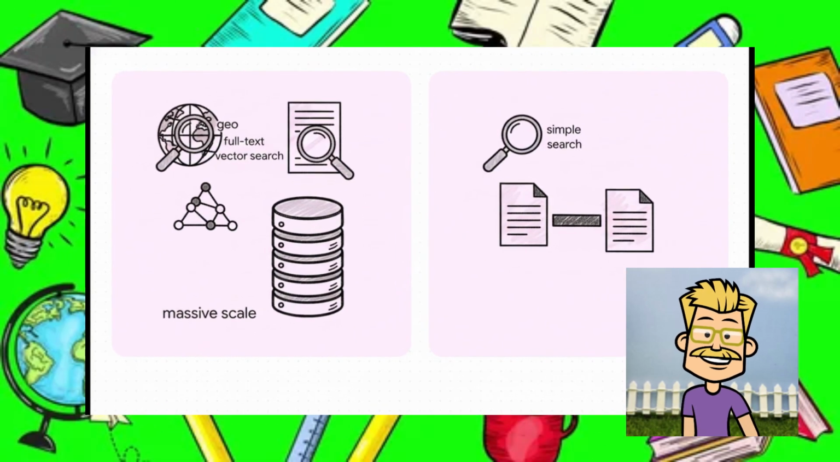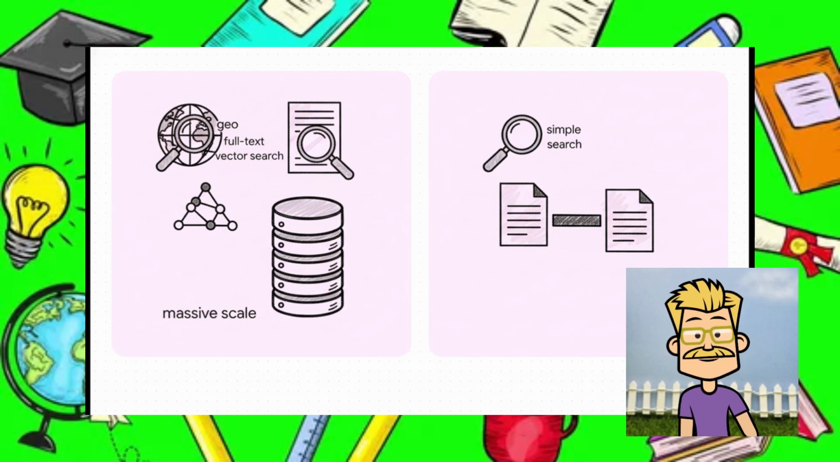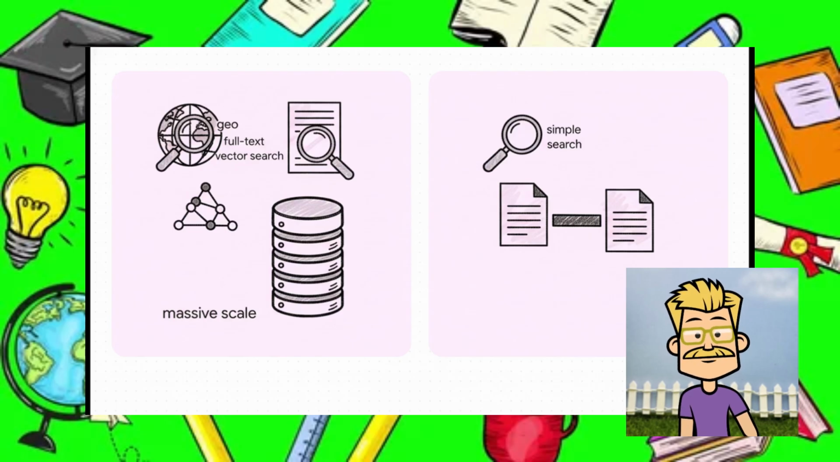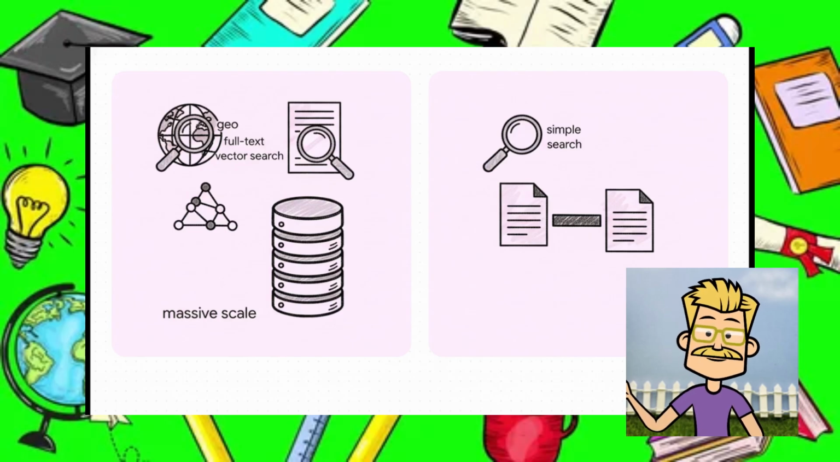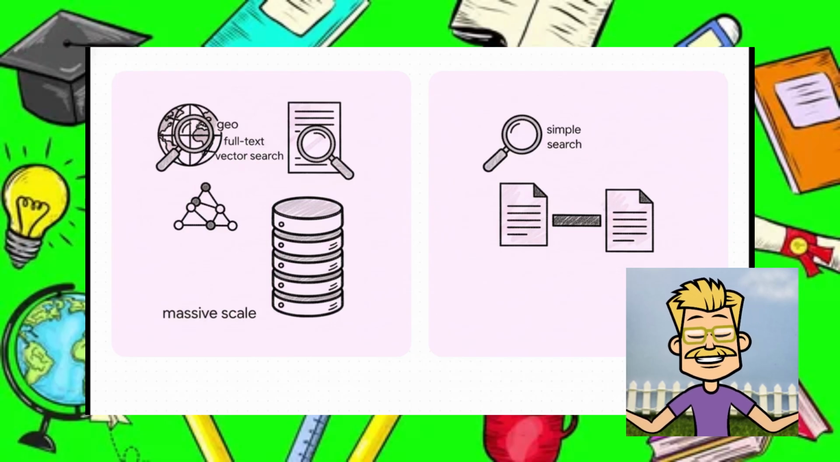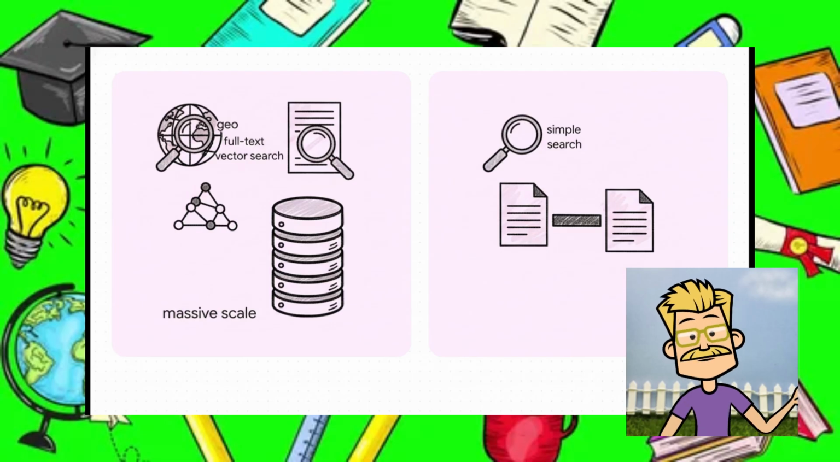Okay, here's the bottom line. You should reach for Elasticsearch when you have really complex search needs, like full text search, searching on a map, or even using fancy AI vectors. It's also perfect when you're dealing with billions of documents that get read a lot more than they get written. But on the flip side, if your search needs are pretty simple, or if you absolutely need your data to be perfectly, instantly consistent, Elasticsearch might just be overkill.